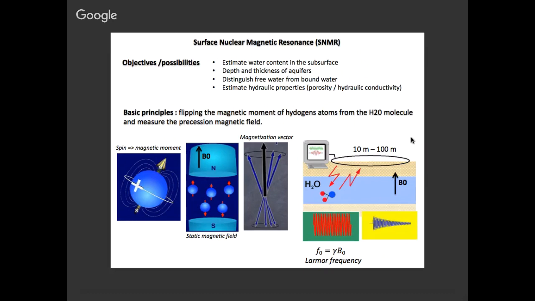How can you do that? You can set up a large wire loop on the ground and produce a very specific electromagnetic field at a very specific frequency that we call the Larmor frequency. And if you do that, you will flip the total magnetization vector of the water molecule. And when you cut this pulse, you will have a precession movement of this vector that will slowly come back to its initial position. And this precession movement will produce secondary magnetic fields. And that's what you're aiming for. And that's what will give you the NMR signal that you're looking for.